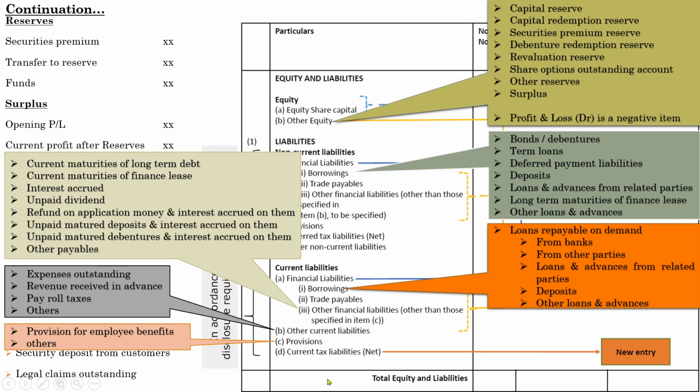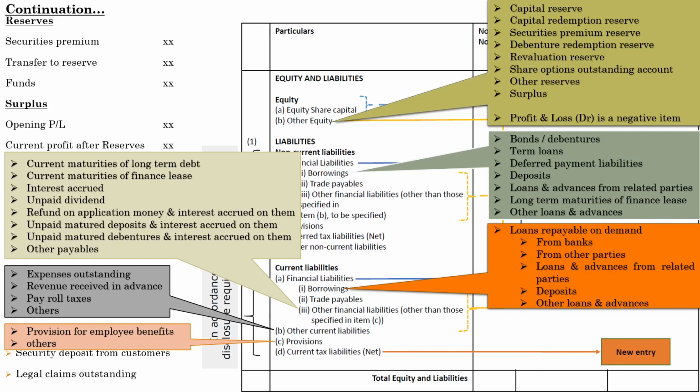And finally, current tax liabilities. A company pays advance tax every year on the basis of the estimated income for the year. Sometimes the tax paid in the current year may be less than the amount of tax due for the year. In such cases, the additional tax payable is a liability and is shown under the heading current tax liabilities. So these are the main items that come under the statement of financial position.